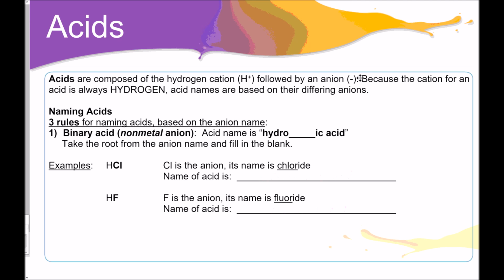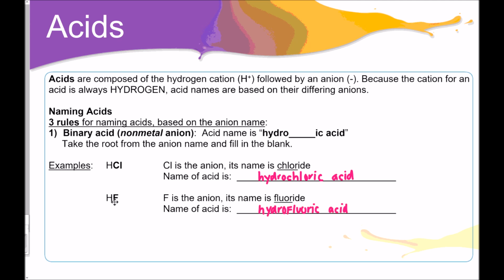Okay, so if you have a nonmetal as your anion, it's going to be a hydro-blank-ic acid. Take the root from the anion name and fill it in the blank. So this is what I mean. HCl. So Cl is the anion, which is chloride. So the name is hydrochloric acid. HF. Fluoride, so hydrofluoric acid.